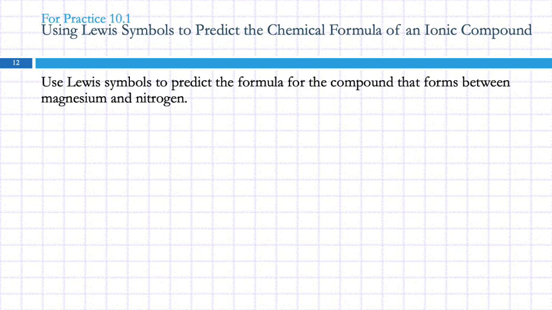Okay, use Lewis symbols to predict the formula for the compound that forms between magnesium and nitrogen. Okay, so here's magnesium. How many valence electrons? 2. And we've got nitrogen. I like nitrogen to be blue. Here's nitrogen. How many valence electrons does nitrogen have? 5.